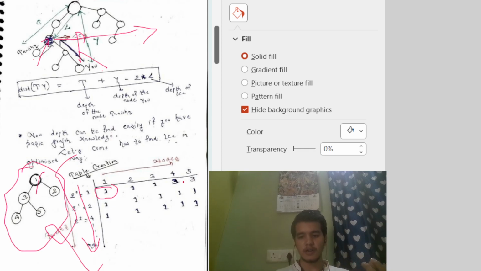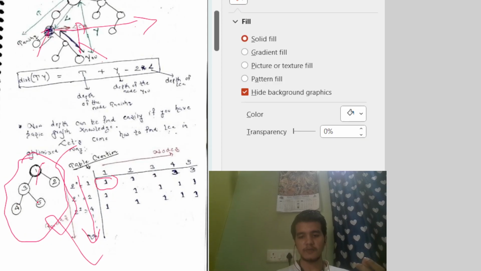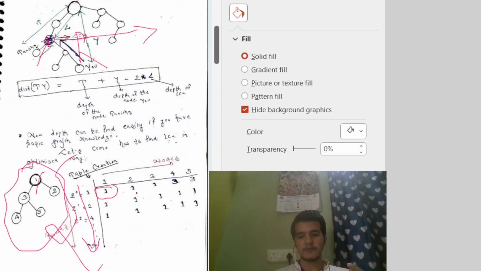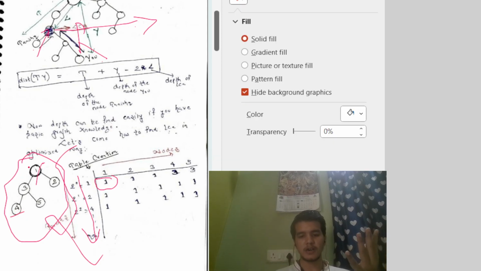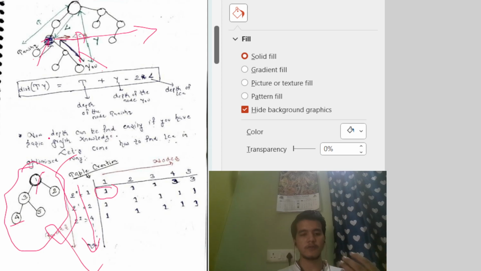Similarly, 4's third parent is this, and 5's third parent is this. And if someone asks what is the third parent or the fourth parent of this 4, you will find that it is going beyond 1, so you can say -1, but in place of -1 we have to put the root node only. So in this way this table is being created. And how we will write the formula for the creation of the table.